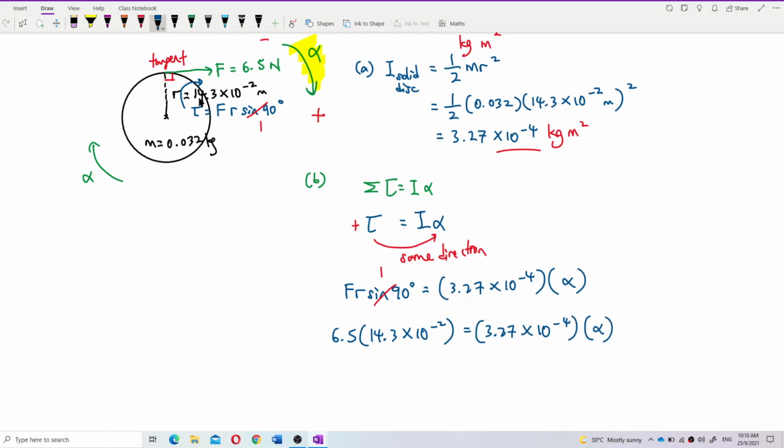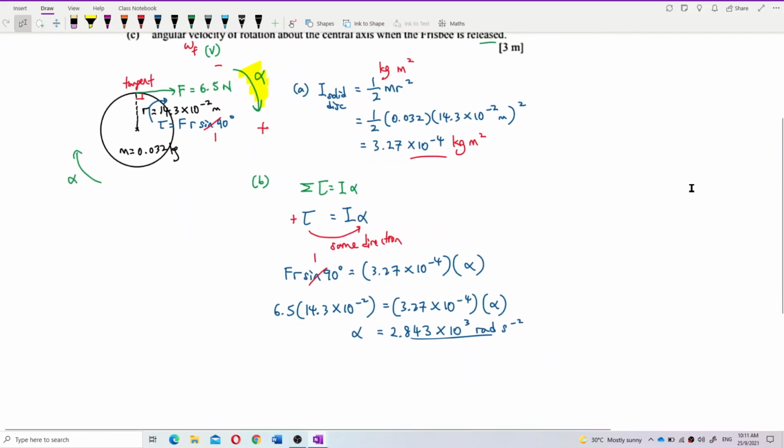What's my alpha? Let's find out my alpha. It should be 2.843 times 10 to the 3, so this is radian per second squared. That's the alpha.